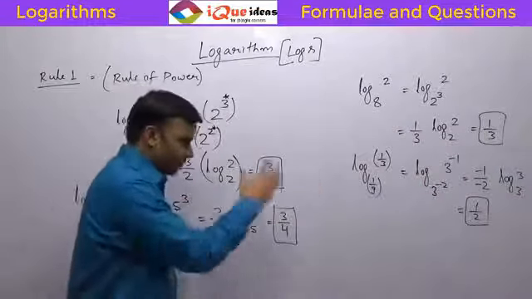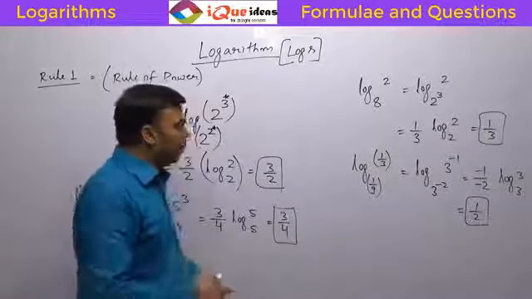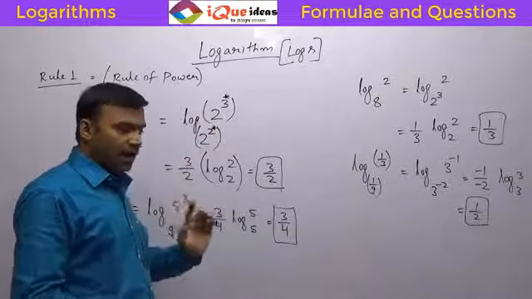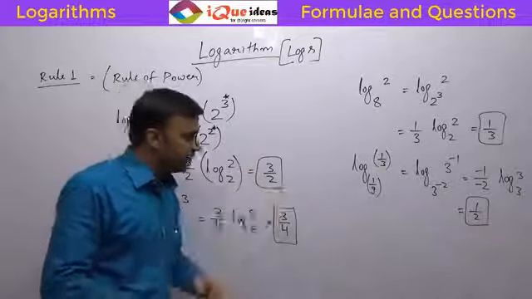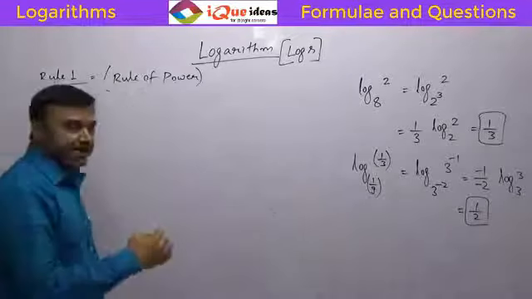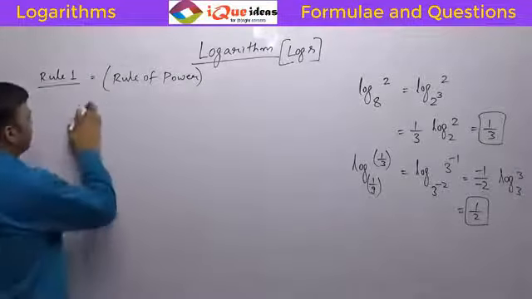But this rule or this process can be applied only when both the number and the base are powers of the same base, or powers of the same number. Only in those cases the simplification can happen. Now, if the base and the number are not powers of the same base, then what do we do?